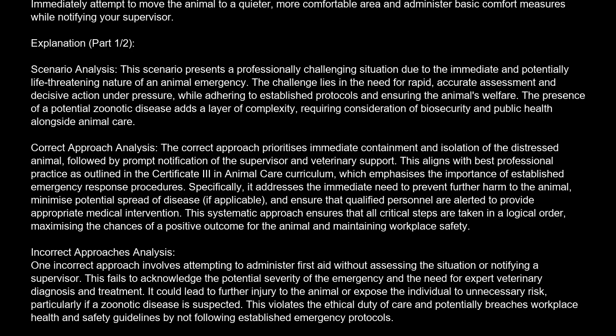It could lead to further injury to the animal or expose the individual to unnecessary risk, particularly if a zoonotic disease is suspected. This violates the ethical duty of care and potentially breaches workplace health and safety guidelines by not following established emergency protocols.